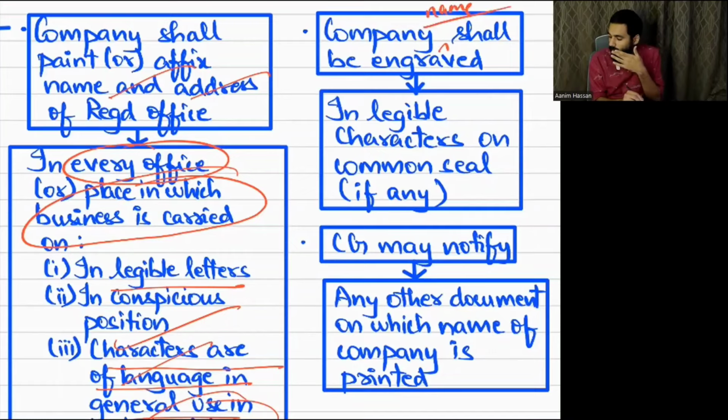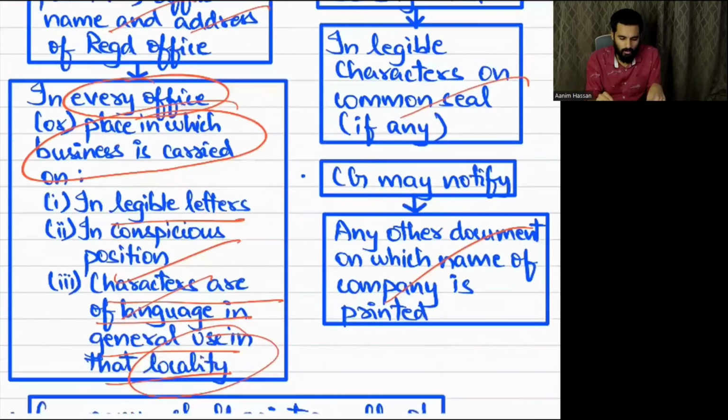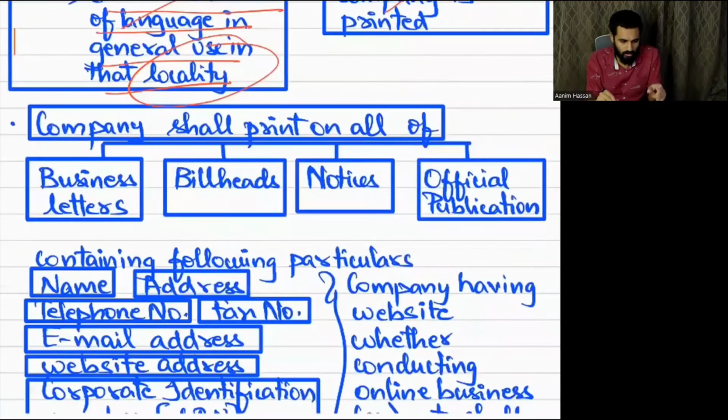The company's name is the main word. The company's name shall be engraved in legible characters on the common seal. The Central Government may notify any other document on which the name of the company is to be printed. The company will print it on business letters, billheads, notices, and official publications.